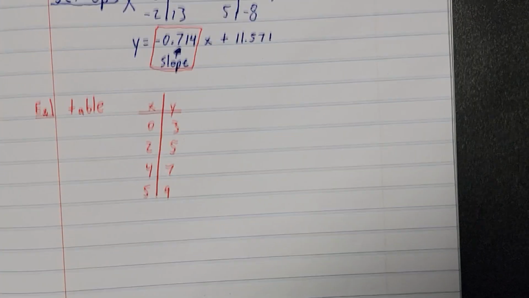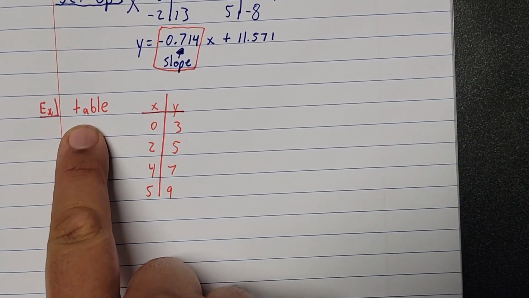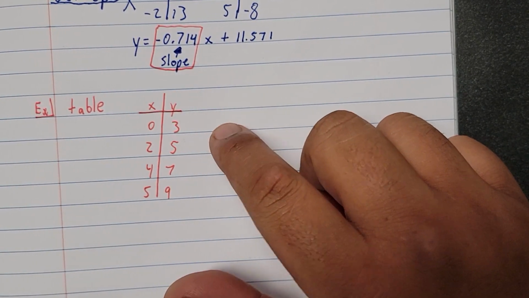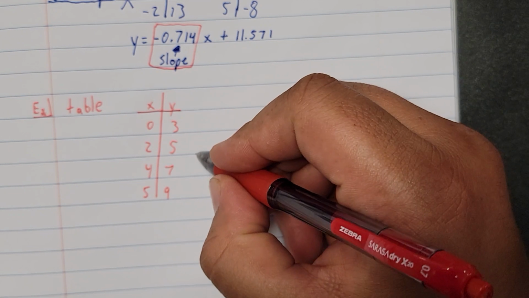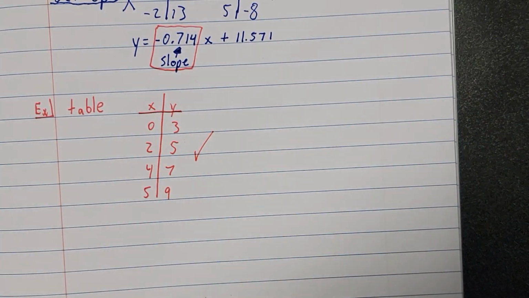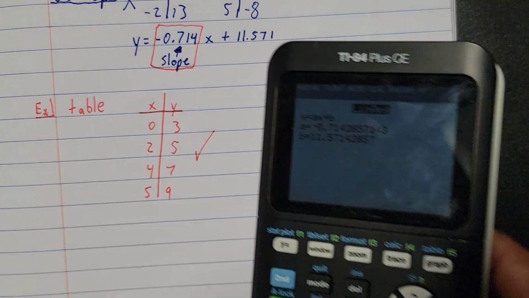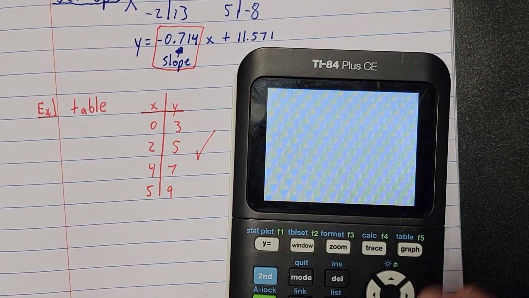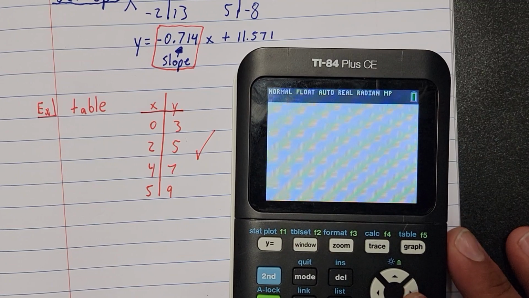So let's try this. So now we have an example with a table. So this is already in the setup. So this is the easiest one. Check, we have a good setup. We're gonna go ahead and just put it in our calculator. So let's reset. Second plus 712. You want to reset everything.